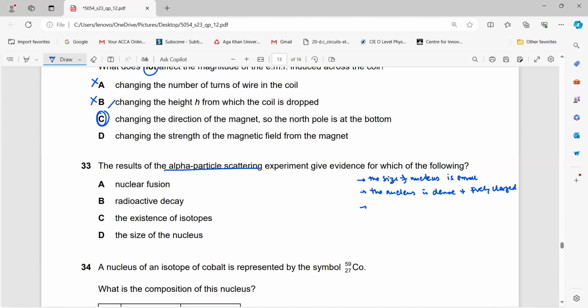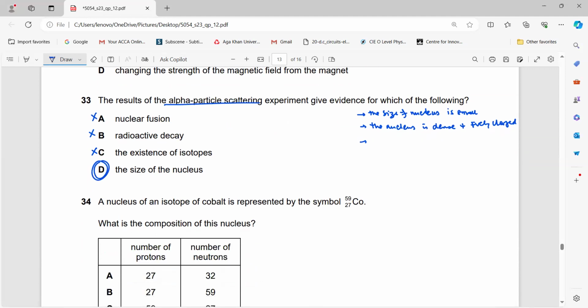And there are large empty spaces within the atom. The results of the alpha scattering experiment do not help you with nuclear fusion. It did not help you discover radioactive decay. It did not help you with the existence of isotopes. It helped you with determining the size of the nucleus.